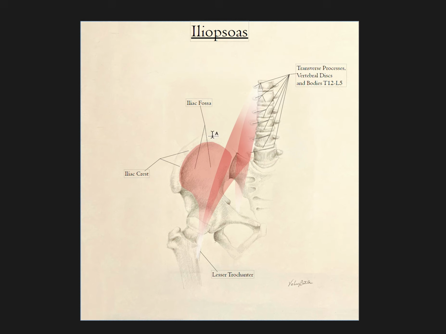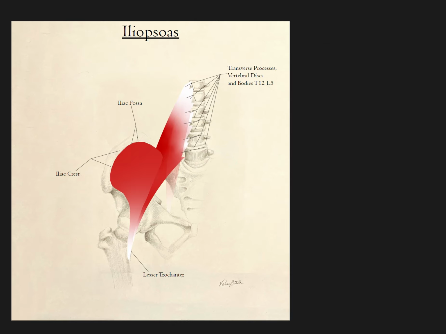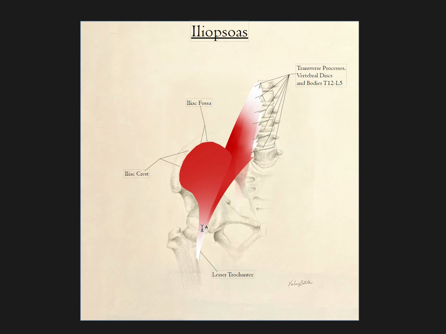The iliopsoas, okay? And so what's the iliopsoas going to look like when it's attached? It's going to look like this. So this is your iliopsoas now. It's basically the iliacus and the psoas major together. And so what are they going to do? They're going to flex the hip. This is the major hip flexor in the body, okay?